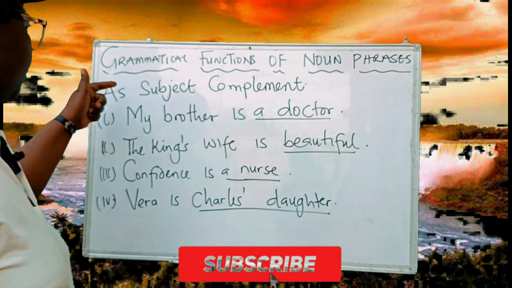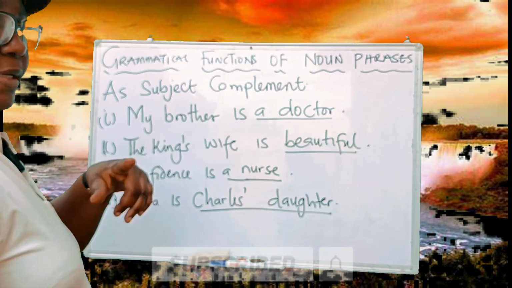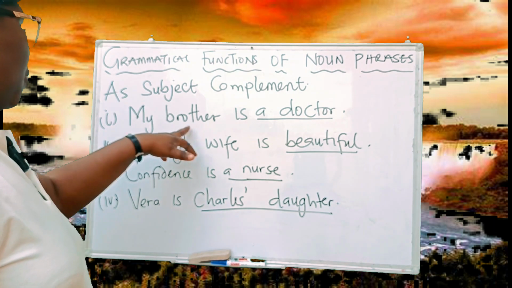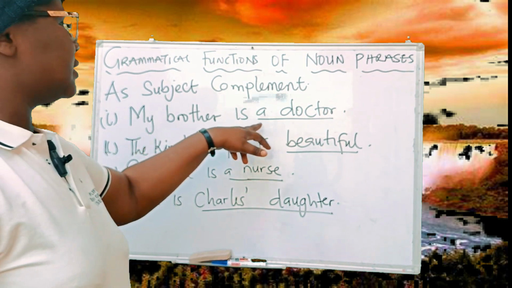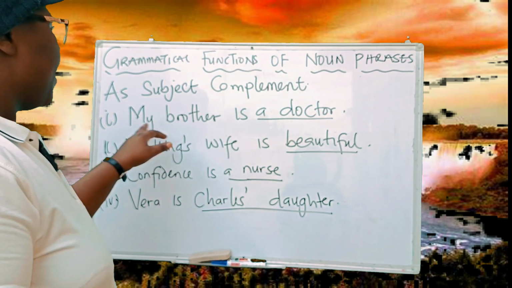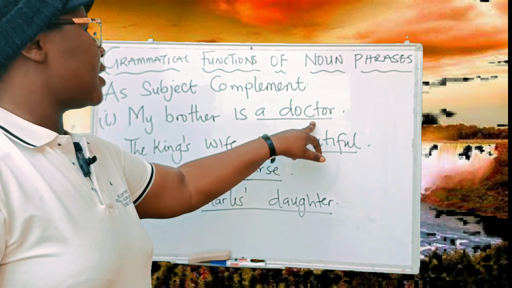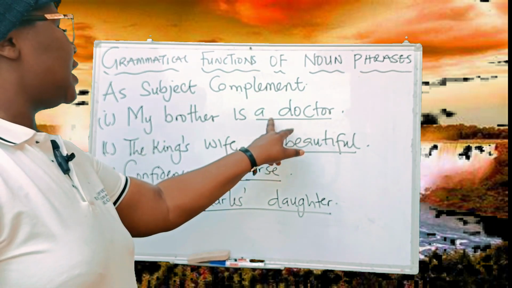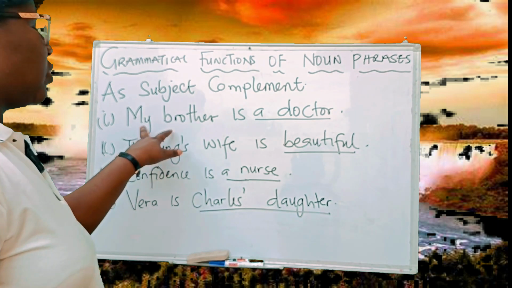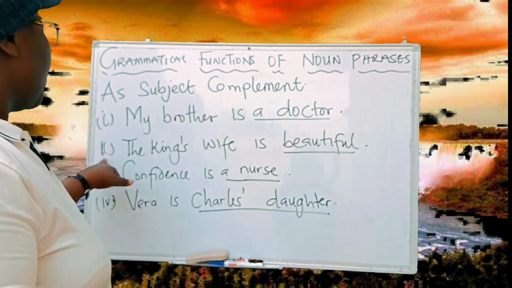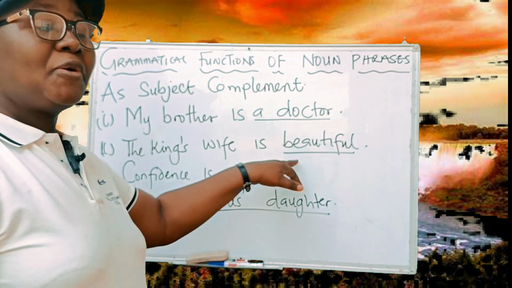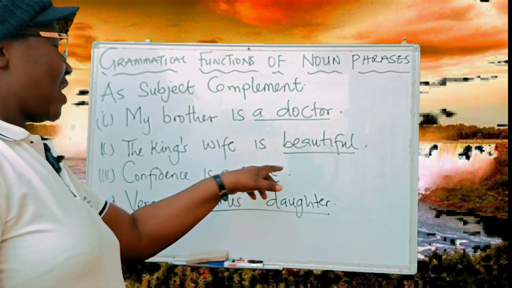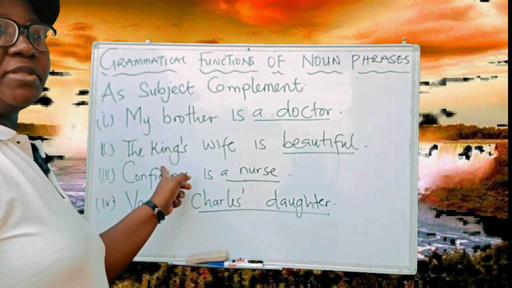Number one, as subject complement, mind you, we have: my brother is a doctor. A doctor here is a complement telling you more about the subject, which is what? My brother. Number two, we have: the king's wife is beautiful. Is beautiful, the king's wife, a complement to the subject of the sentence.